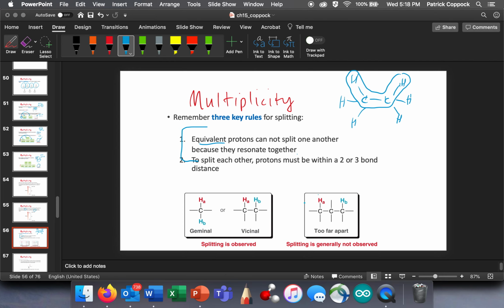It's the neighbors. This is too far. You can see this. That's too far apart. Not going to split. This does split. Okay, and occasionally this will split if these are non-equivalent protons. But mostly the splitting we see are going to be on the neighboring carbons.